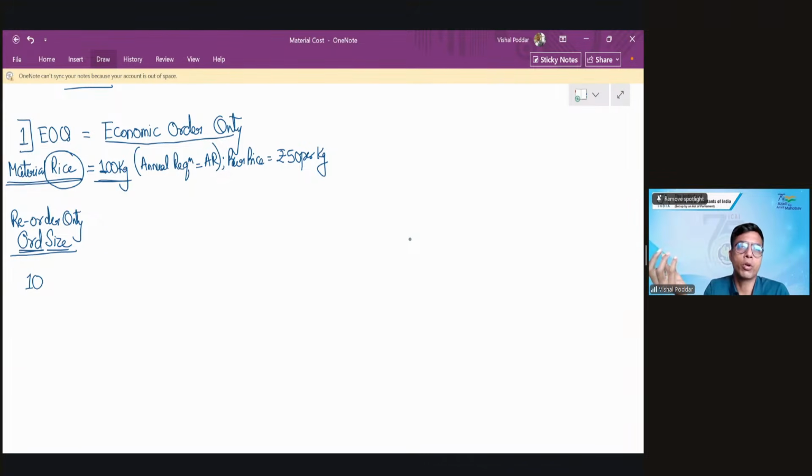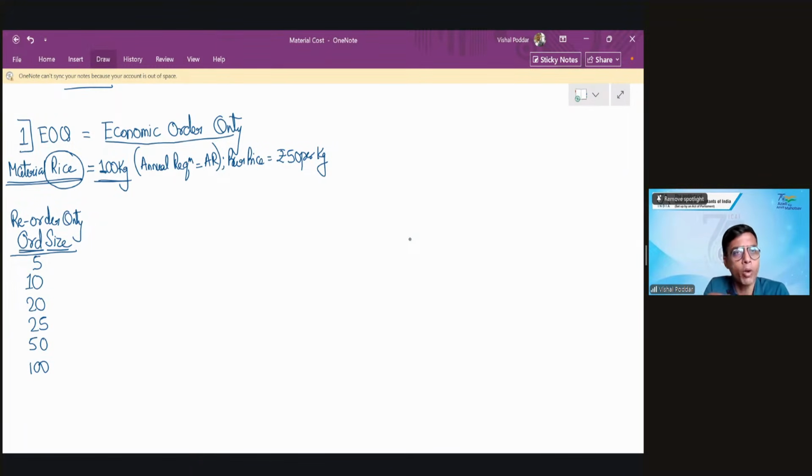So this is your order size. But you will say, sir, why only 10? No, I'm not saying only 10. I'm giving you, these are the options. Somebody will say, sir, I will go and buy every time 5 kgs. Somebody will say, I'll buy 20 kgs. Somebody will say 25. Somebody will say 50. Somebody will say 100 at one time.